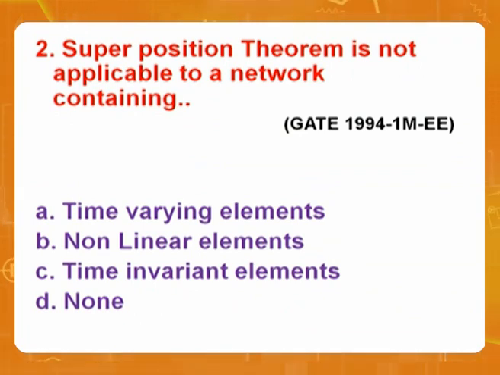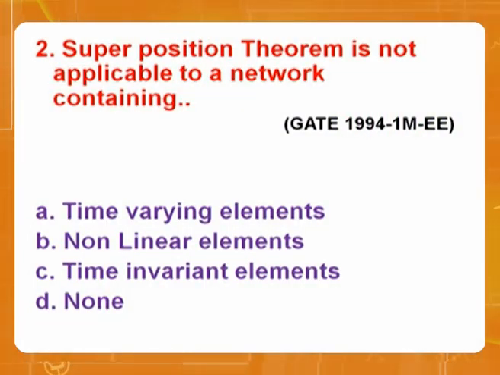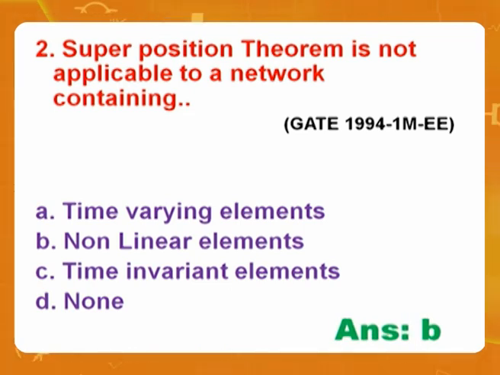So this is Tellegen's theorem, first problem. Let's go to the second problem. Superposition theorem is not applicable to a network containing time-varying elements, non-linear elements, time-invariant elements, or none of them. As we discussed in superposition, the main condition is linearity. So it is not applicable for non-linear elements. Answer is B, non-linear. This was asked in GATE 94 EEE.